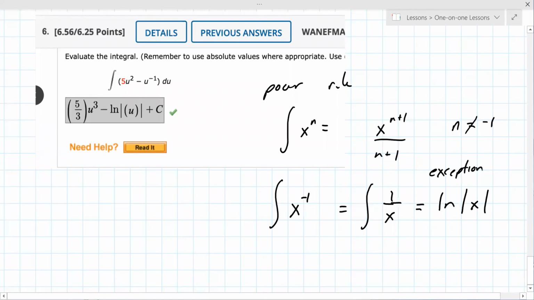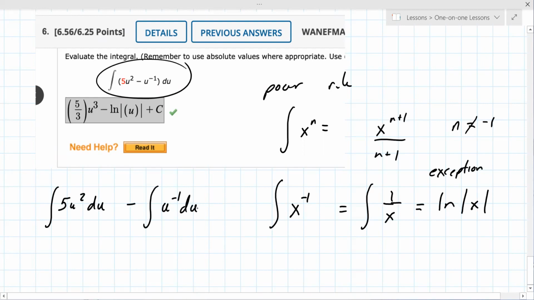Okay, so we're going to do this one. We're going to break this one apart, but we're going to use this information off to the side. You can actually break this up into 2 integrals: the integral of 5u squared du minus the integral of u to the -1 du. I'm just distributing that du to both. It's not exactly what's happening, but that's mechanically what's happening. You can bring this 5 out in front, so this becomes 5 integral u squared du minus integral u to the -1 du.